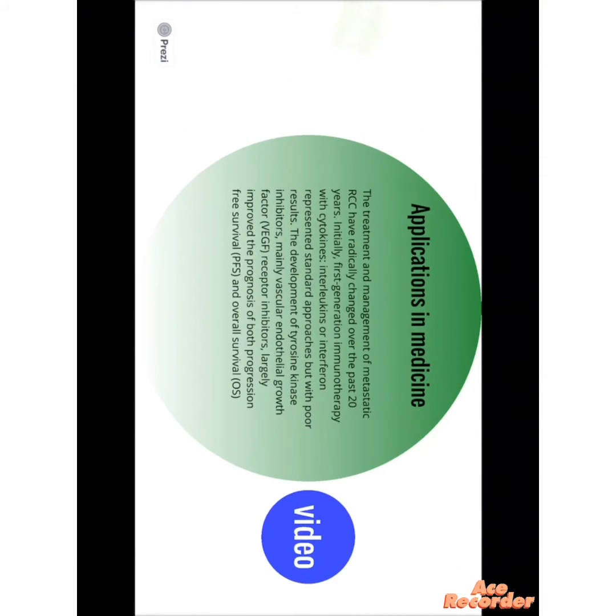Applications in medicine. The treatment and management of metastatic RCC have radically changed over the past 20 years. Initially, first generation immunotherapy with cytokines, interleukins, or interferon represented a standard approach, but with poor results. The development of tyrosine kinase inhibitors, vascular endothelial growth factor VEGF receptor inhibitors, largely improved the prognosis of both progression-free survival (PFS) and overall survival (OS).